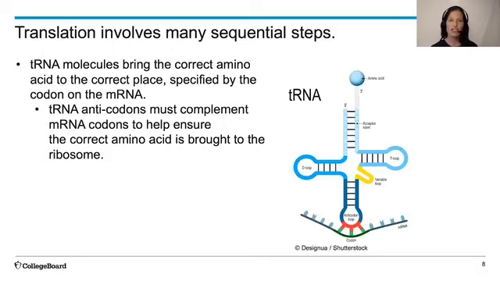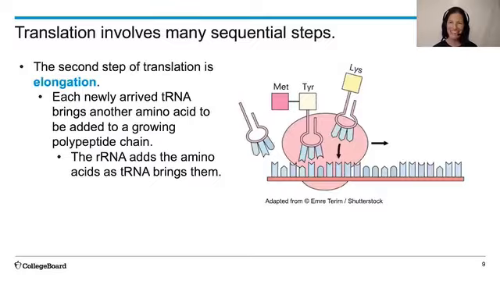So I said translation involves many steps, and tRNA is really the important molecule that's working here. tRNA's job is to bring the correct amino acid to the correct place as specified by the codon of mRNA. So tRNA has what's called an anticodon, which has to complement the mRNA codon, those base pairs, to ensure that the correct amino acid is brought into the ribosome. That's called elongation as that happens.